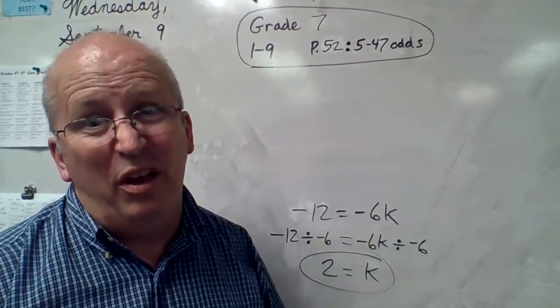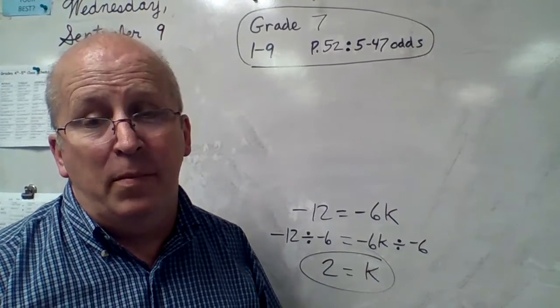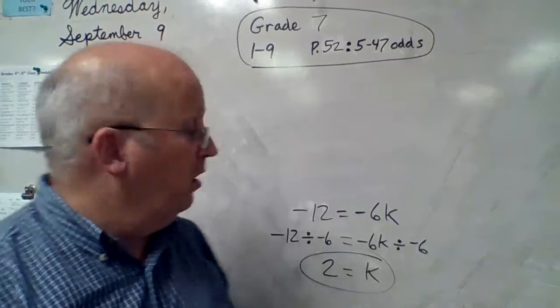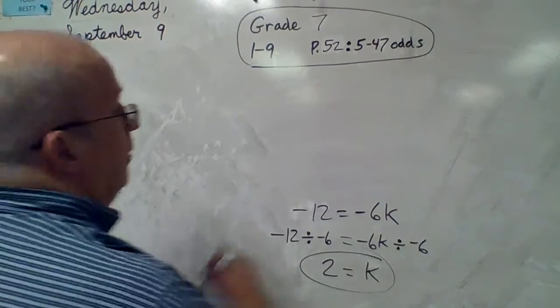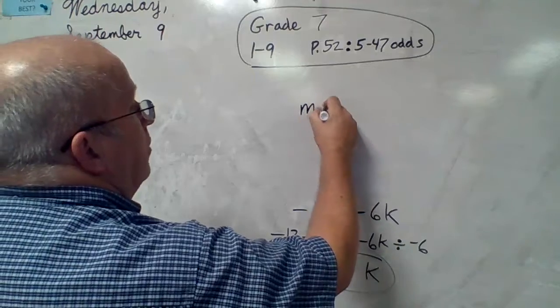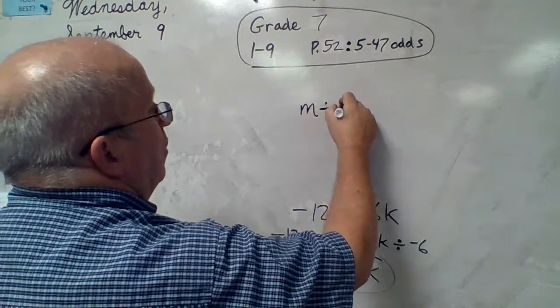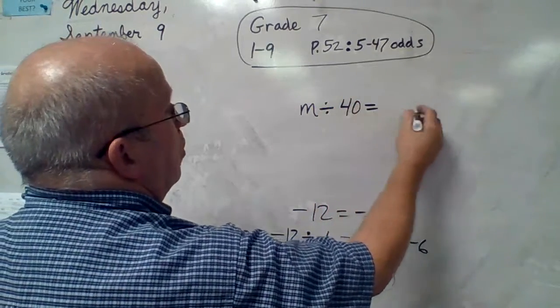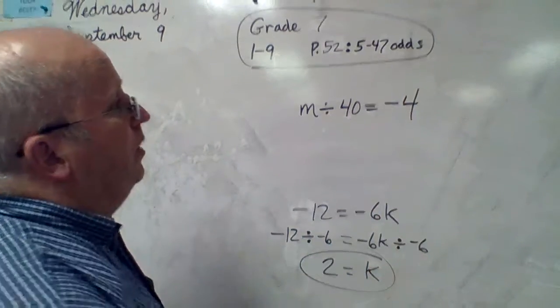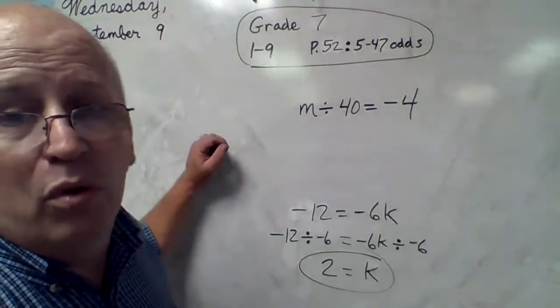Very similar to yesterday's assignment, isn't it? Instead of adding or subtracting, today we're multiplying or dividing. Let's try another one. How about this one? How about m divided by 40 equals negative 4?